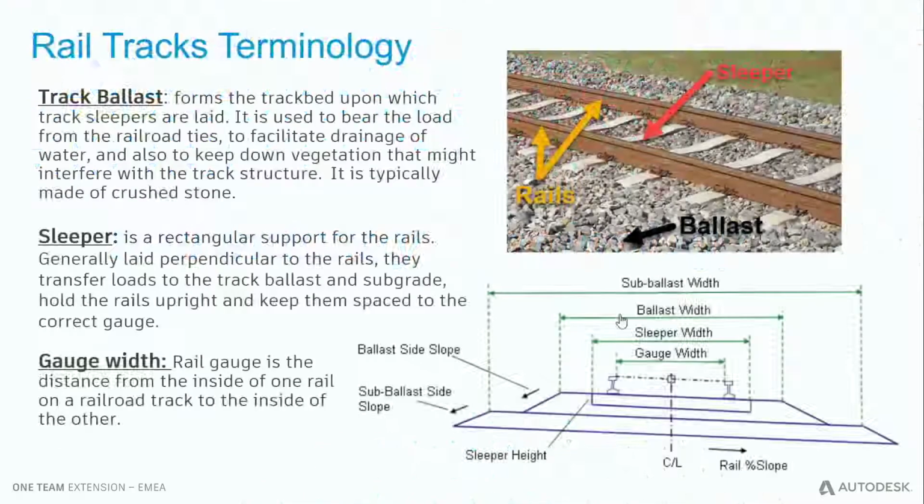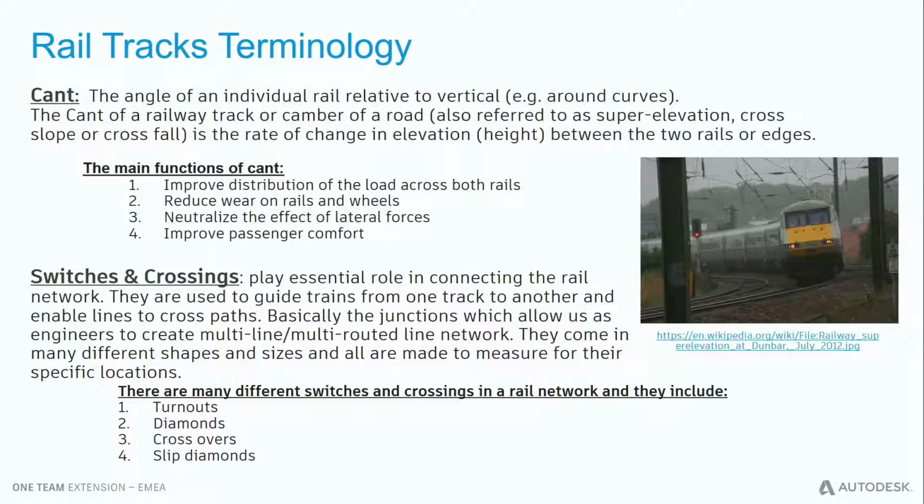Just to understand, whenever we talk about the rail track, this is the ballast, basically the bed that supports the rail. This is the rail, and these are the sleepers. This highlights the gauge width, from the rail to the rail. Very quickly, this is about what cant is. If you hear me talk about cant in this presentation, it's basically super elevation for rail. Just like we have super elevation for roads, we have cant for rails.